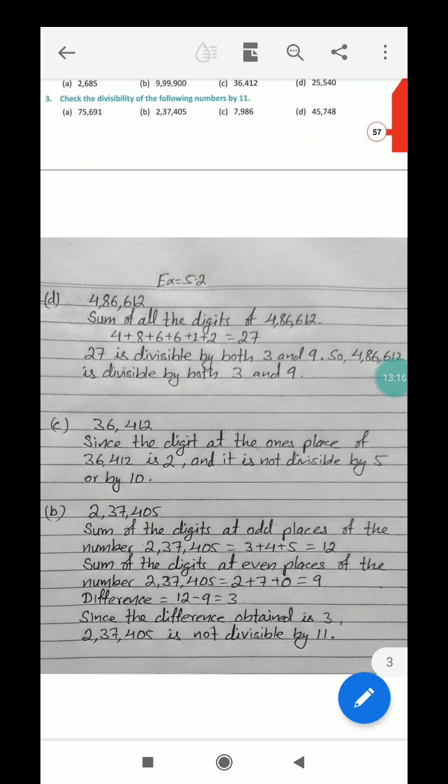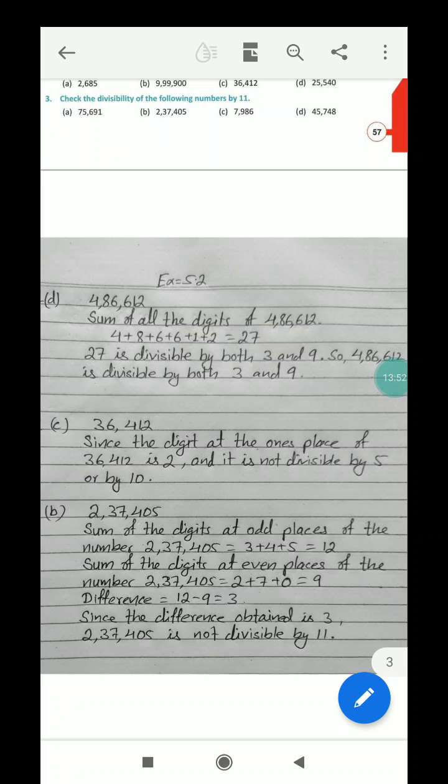Now, for question number 2, check the divisibility of the following numbers by 5 and 10. I have done question number 2C, that means 36,412. Let us check what is given in the divisibility test. What is the rule? A number is divisible by 5 if the digit at its ones place is either 0 or 5, and a number is divisible by 10 if the digit at its ones place is 0.